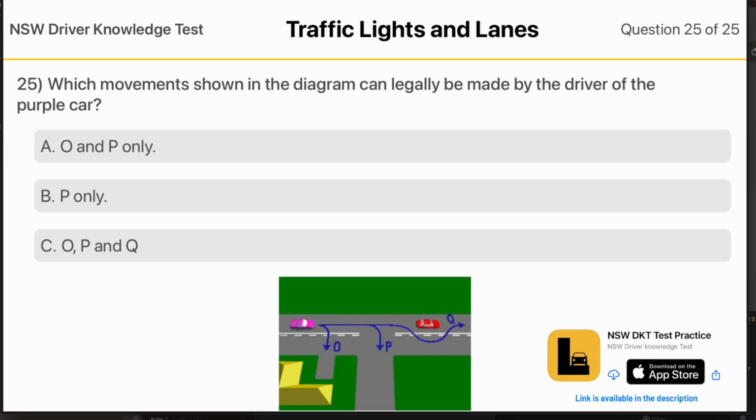Which movements shown in the diagram can legally be made by the driver of the purple car? O and P only. P only. O, P and Q.